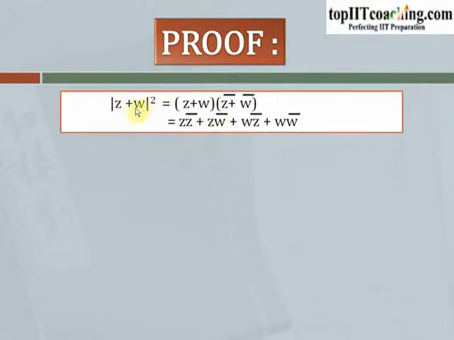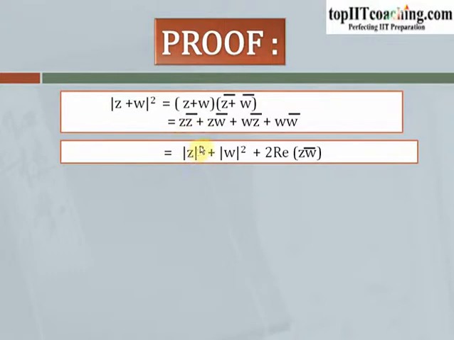Let's first of all look at this value, which is modulus of z plus w whole square. Now this could be written as z plus w into z conjugate plus w conjugate. We have earlier seen that modulus of z square could be written as z into z conjugate. If we take the conjugate of this complex number, this would be z conjugate plus w conjugate. So we can write it this way. When we multiply both these factors, what we get is z into z conjugate plus z into w conjugate plus w into z conjugate plus w into w conjugate.